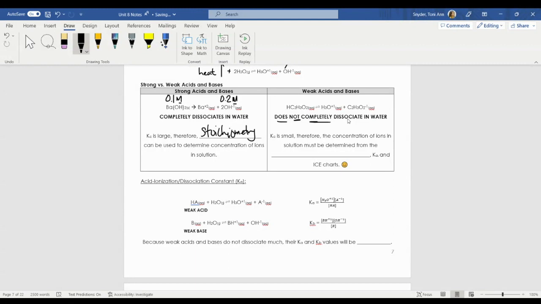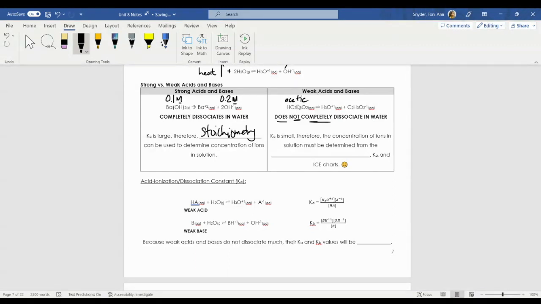So for example, HC2H3O2, that's acetic acid. You don't have to memorize these, but you might start to because you're going to see them so often. But acetic acid is not one of those 6 acids, so we can infer that this is in fact a weak acid. As a result, when we think about that equilibrium value, that equilibrium constant is going to be relatively small.